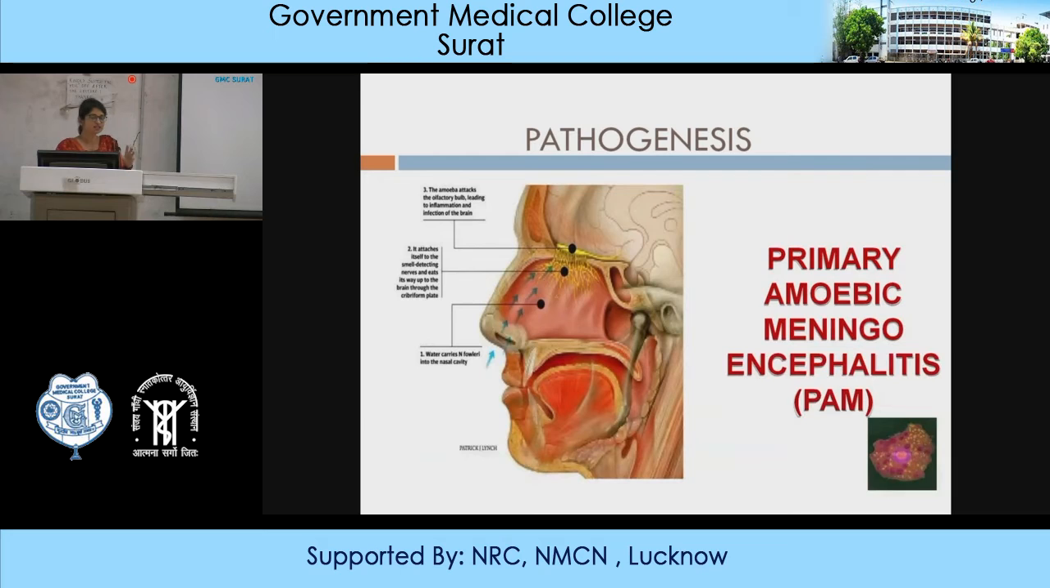Now here, once they enter the nasal mucosa, they enter the olfactory nerve, and here they cause necrosis and hemorrhages. Then they enter the brain. Now here in the brain, they basically produce food cups through which they enter the brain tissue and cause digestion of the brain tissue by secretion of cytopathic enzymes.